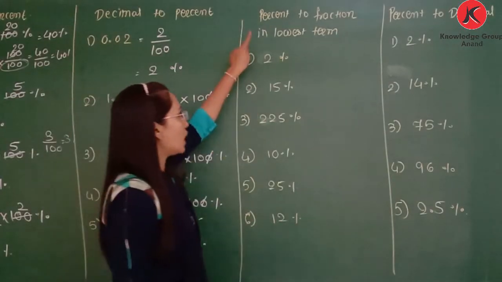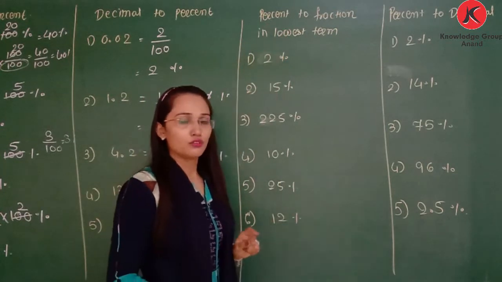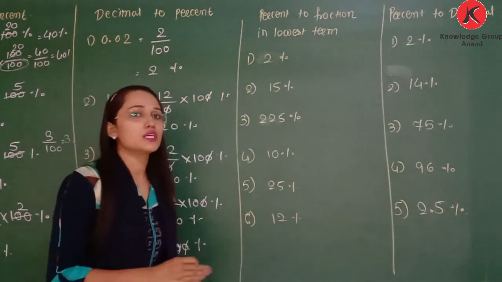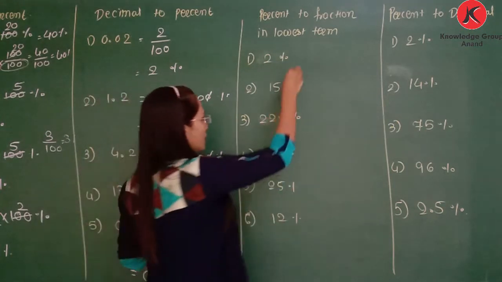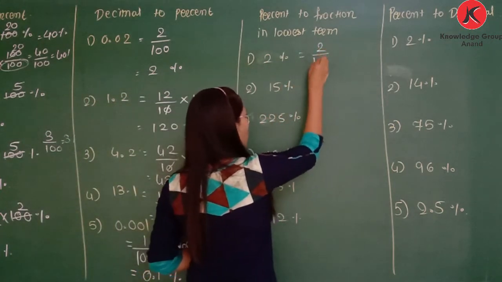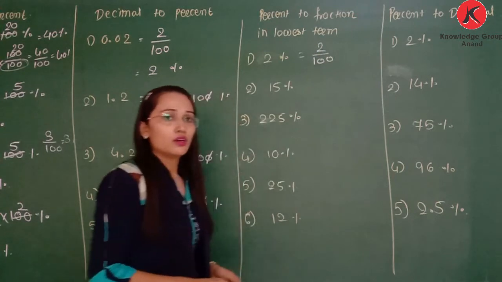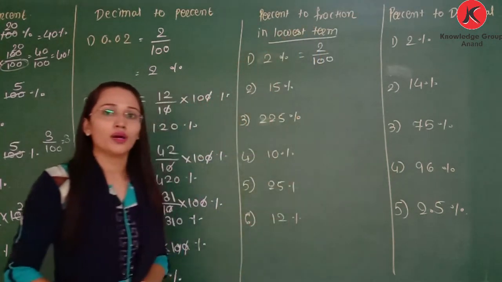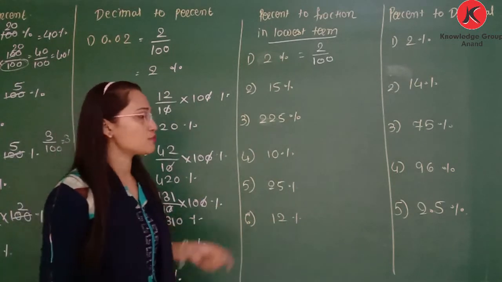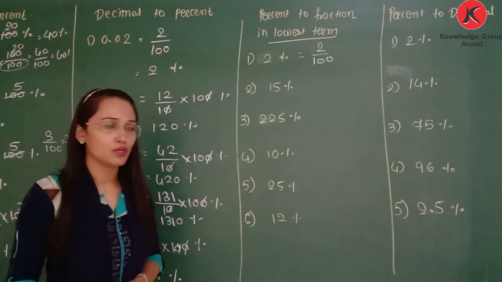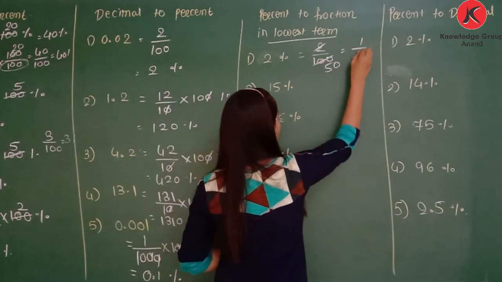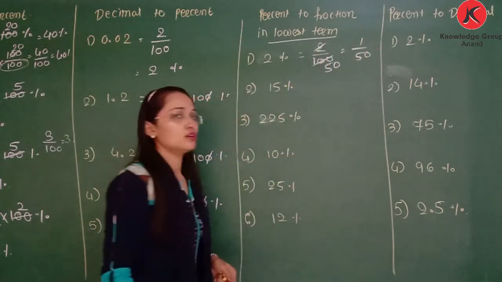Now next, convert percentage to fraction. We learned fraction to percentage, now we see examples of percentage to fraction. So 2% is what? 2 by 100. We also need to convert it into the lowest term if there is a common factor. Lowest form is simplest form. So cut the common factor. 50 twos are 100, so it is 1 by 50. That is the fraction form.